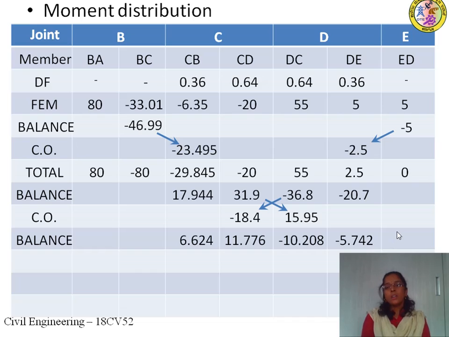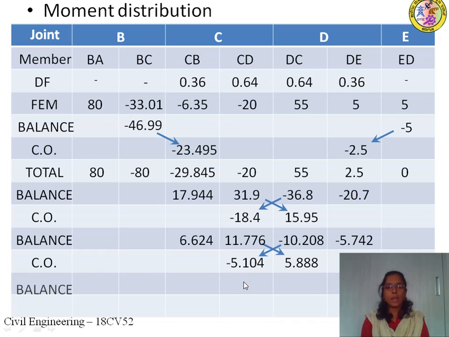Okay, so next again we have carryover from CD to DC. So half of 11.776 will be carried from CD to DC, that will be equal to 5.888, and from DC to CD, half of minus 10.208 will be equal to minus 5.104. That is the carryover moments at C and D.